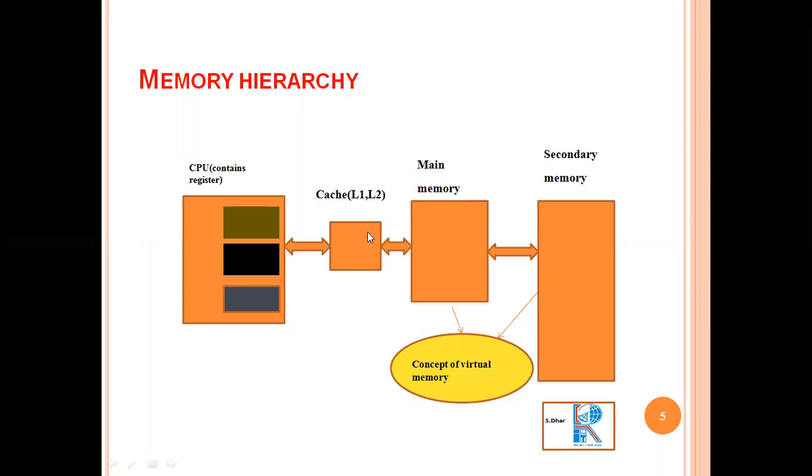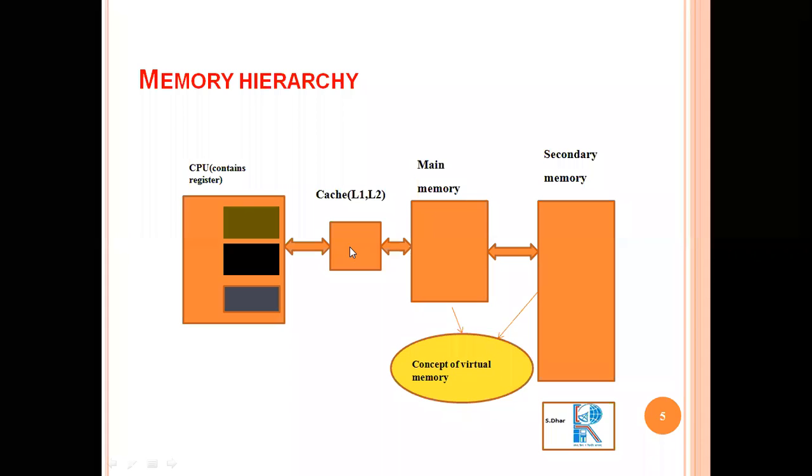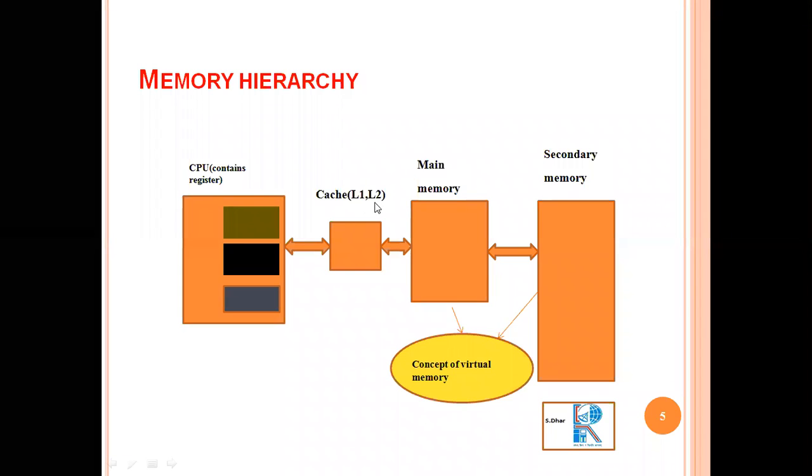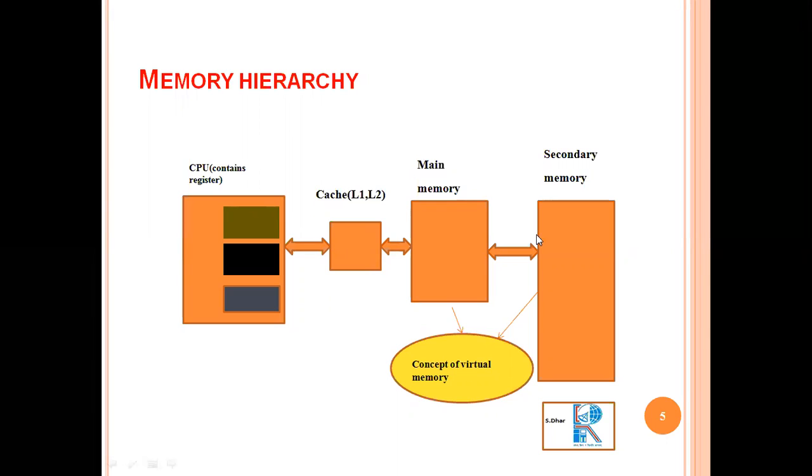There are mainly two or three types of cache. They are called the L1 cache, L2 cache, and L3 cache. That means level 1, level 2, level 3. Level 1 cache is generally called the on-chip cache, that is, it is in the same chip with the processor. And outside the CPU, there may be level 2 cache and level 3 cache. So this is the total memory hierarchy.